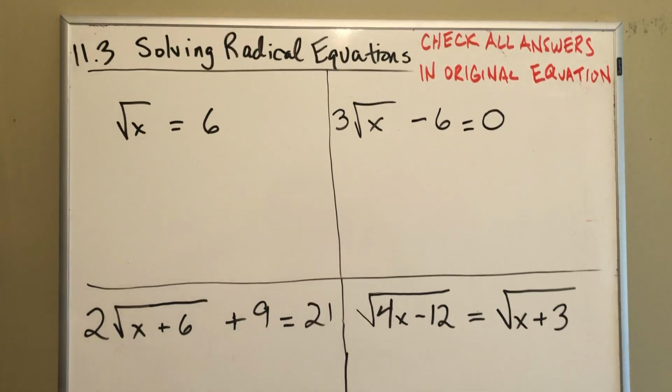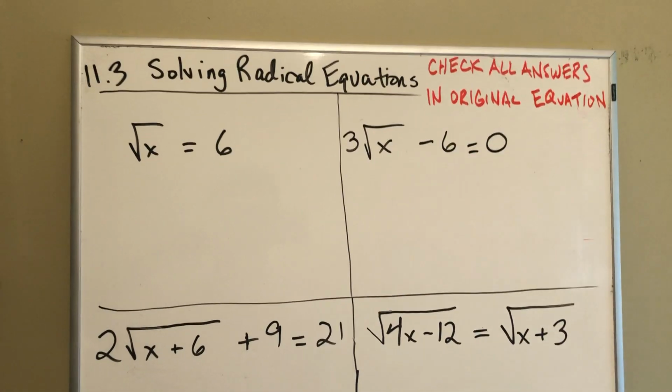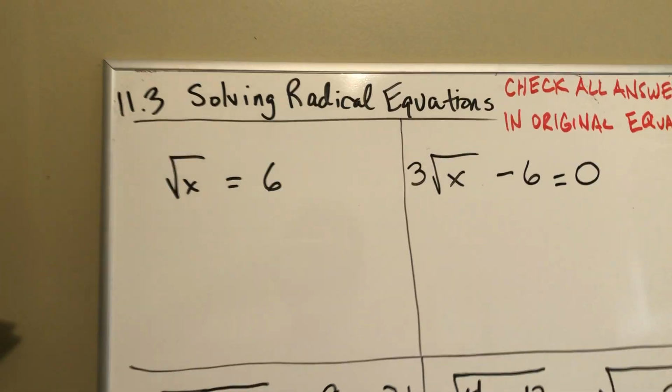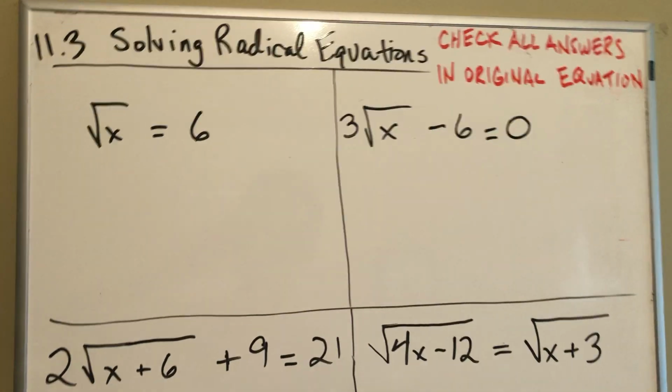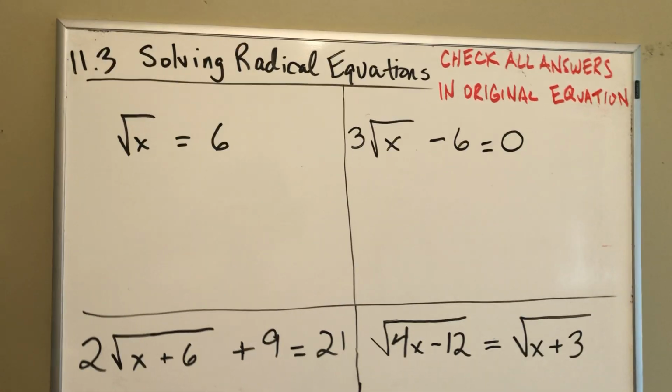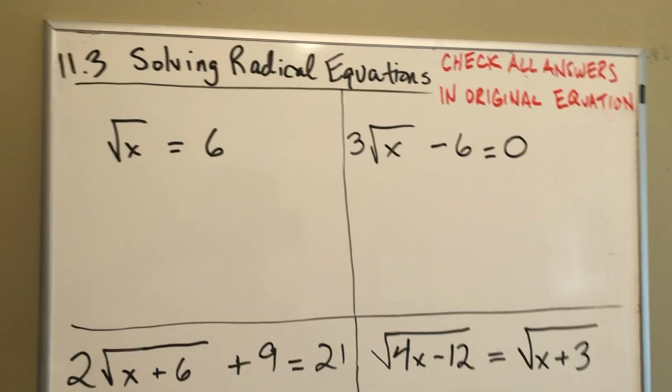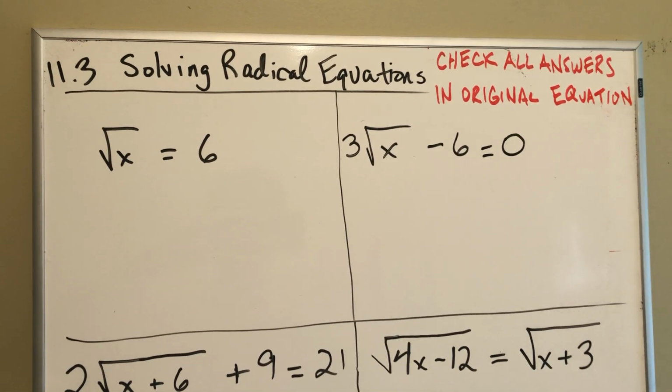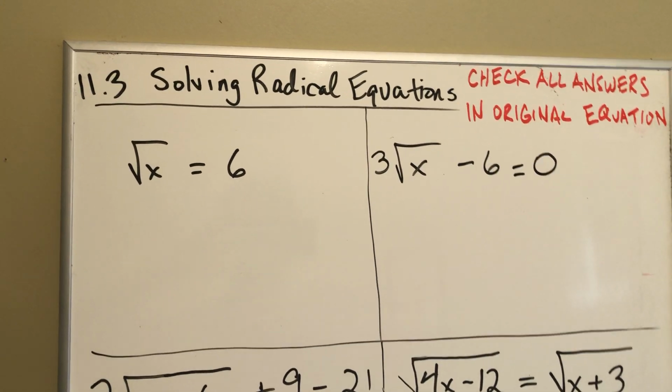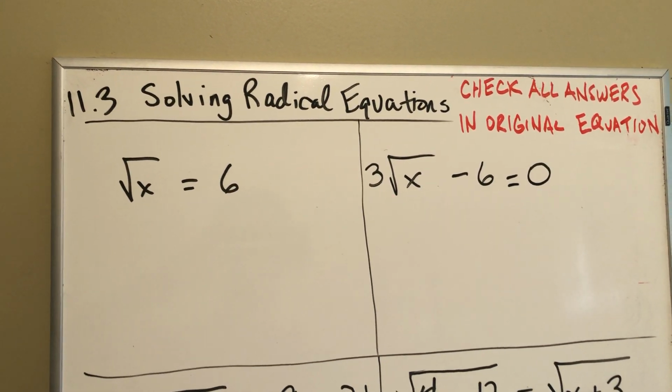So let's begin with this first example that says the square root of x is equal to 6. Now I have the variable that's underneath the radical sign, and this is going to be the principle you're going to use for the majority of these problems. How do I access x? How do I get to x? It's kind of stuck underneath this radical sign right now.